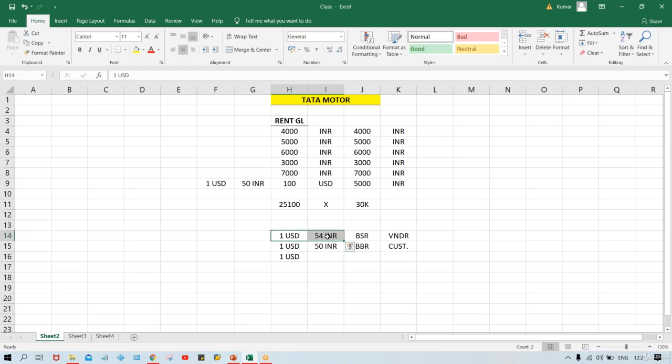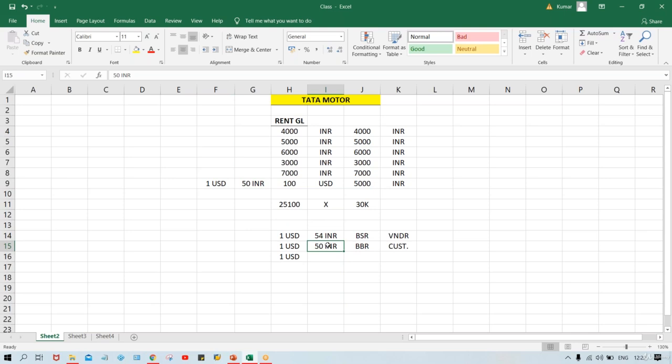At this rate, the bank is going to deduct the amount, and then this amount is going to be converted into dollars, and that is going to be paid to the vendor, right? So if you have only vendors, in that case we are going to specify this rate in the exchange rate table. In the exchange rate table, we are going to specify this 54 INR, right?